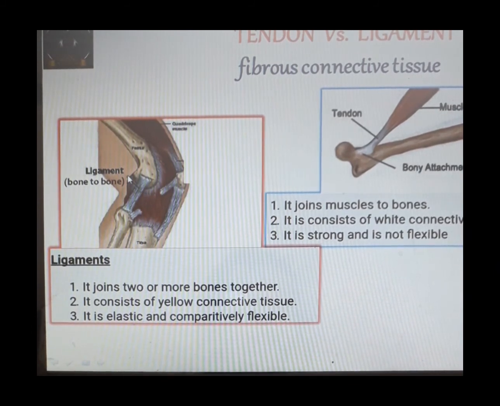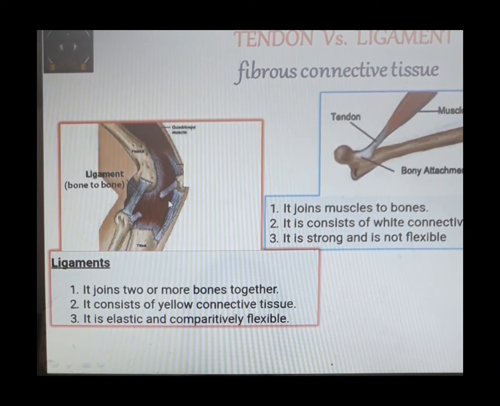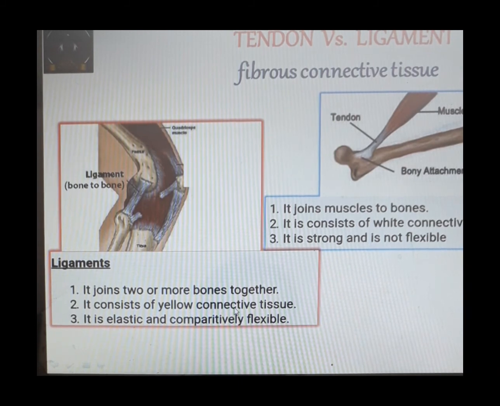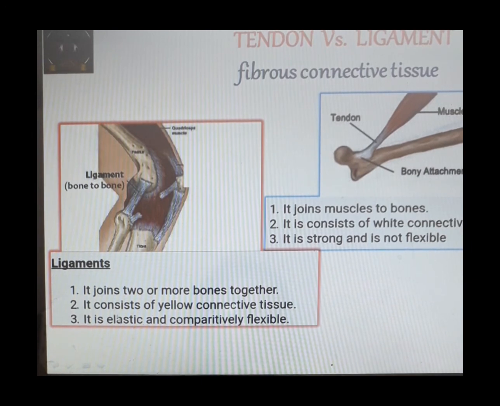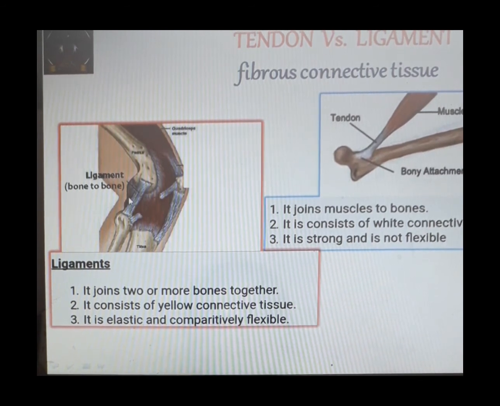These are elastic in nature. The elasticity of the ligament is because of the presence of yellow fibers or elastin fibers. This you have to remember. Ligaments are elastic and comparatively flexible. Most of the joints in your body are going to show the presence of ligaments which are rich in yellow fibers. Though white fibers are there, the number is not more as compared to yellow fibers.